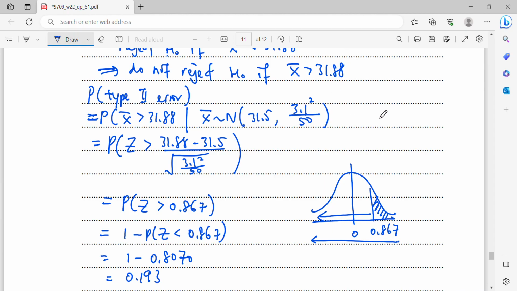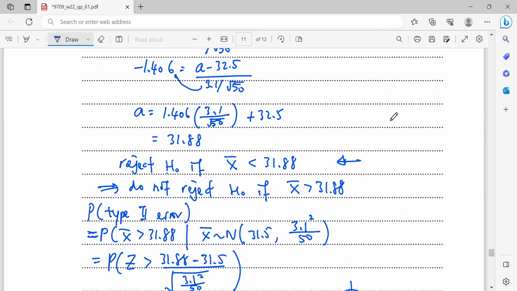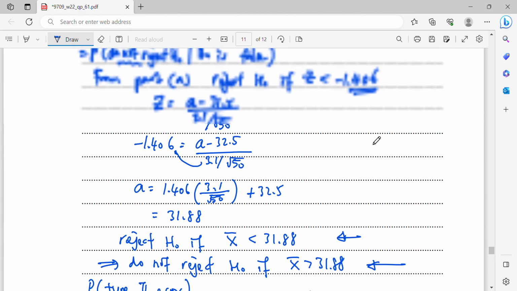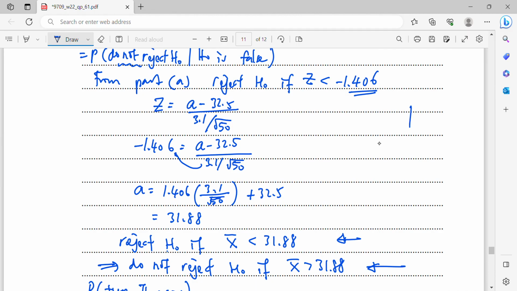Okay, so this question is quite tricky because you are not given the critical region. Alright, what is the condition for you to reject H0? That's why you need to calculate from the previous part. All these are from previous part.